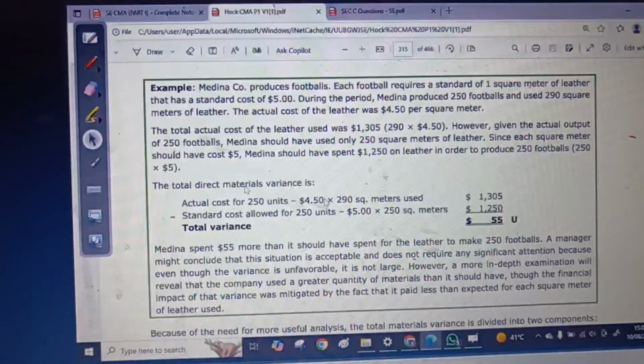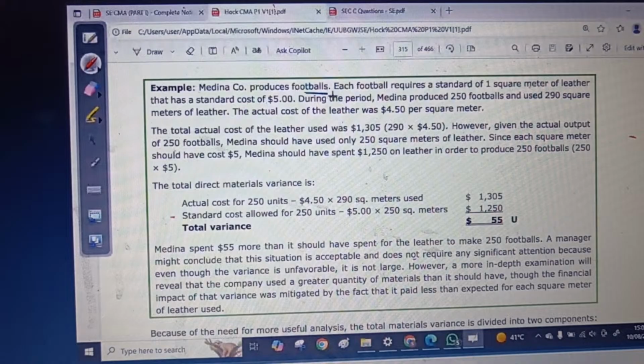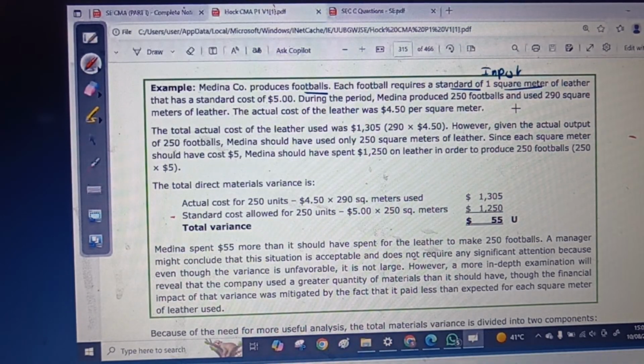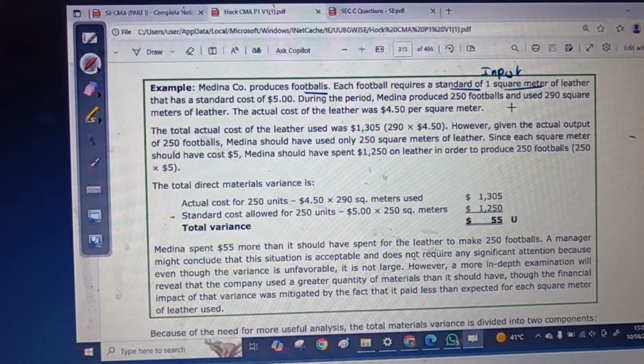Medina Company produces footballs. Each football requires a standard of 1 square meter of leather. So what is this input allowed? Standard input allowed is 1 square meter, right? At a standard cost of $5. So what is the data given here? Standard input allowed is 1 square meter. What is the rate? $5. So this is 1.